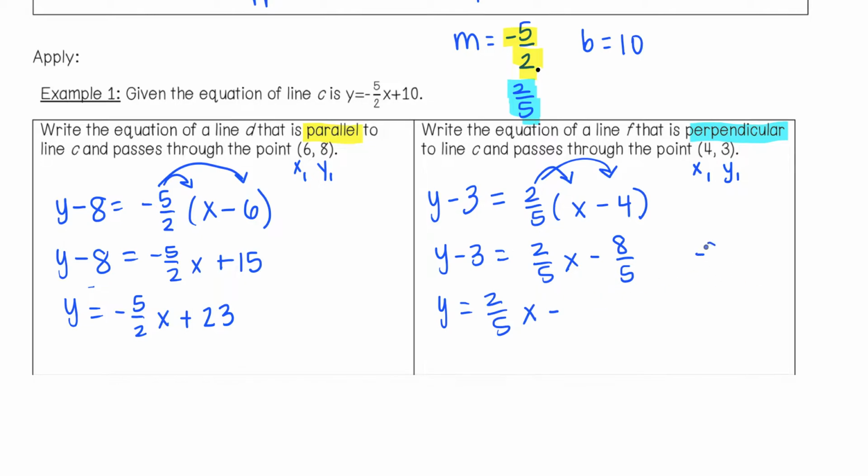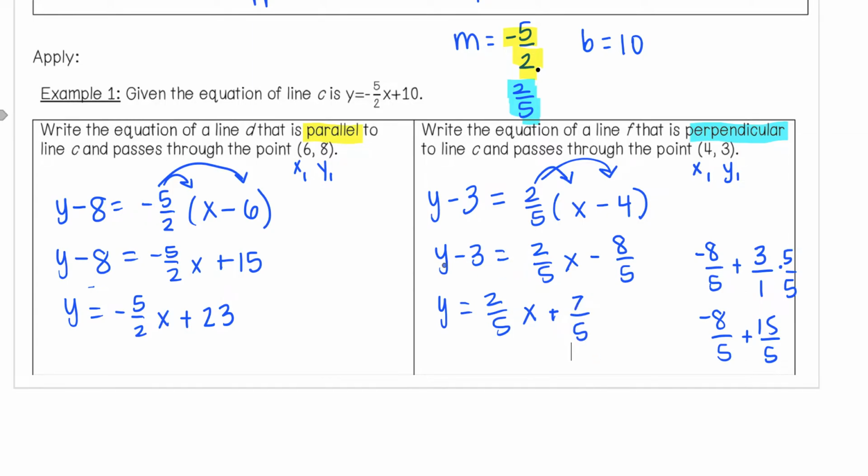I'm going to show that work over here. We're adding 3. It's over 1, so we need to multiply it by 5 over 5 to get the same denominator. So we have negative 8/5 plus 15/5. If we add those together, we're left with 7/5, so positive 7/5 is our new y-intercept. That would be the equation of our line that is perpendicular and going through that particular point.